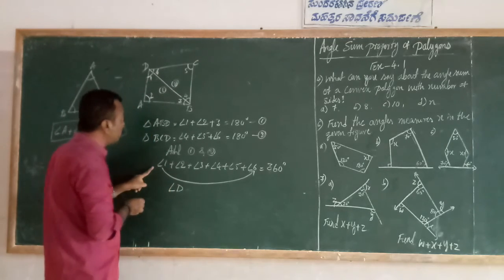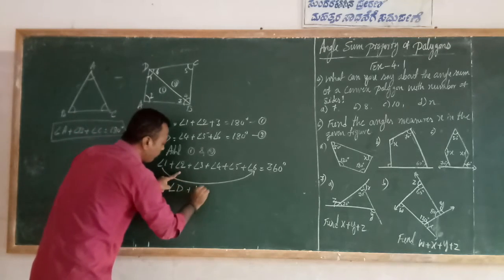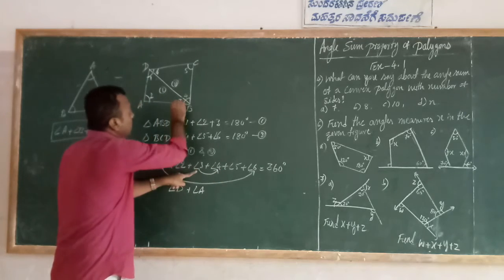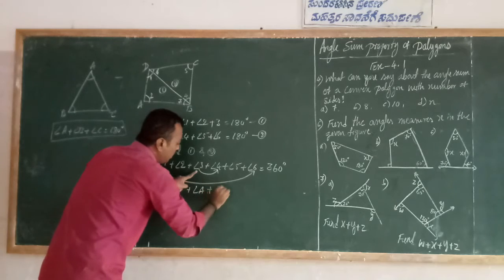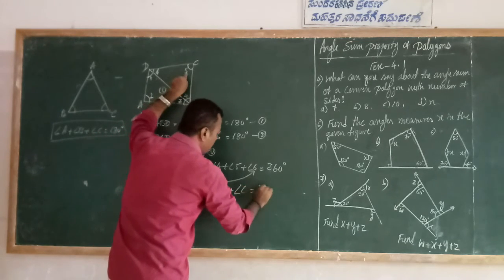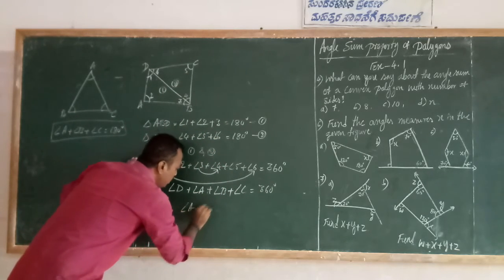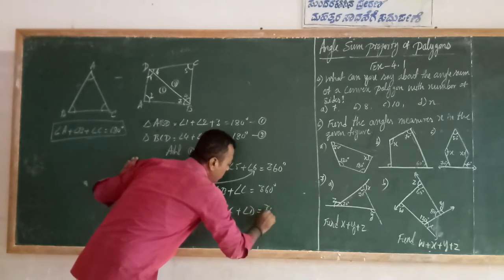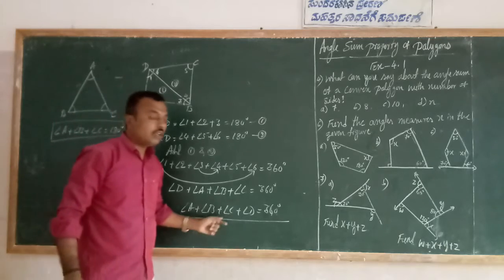Angle D. Next. Angle 2 as it is written, angle 2 is nothing but angle A. Angle 3 and angle 4, if you add these two angles, we can get the angle B. Plus angle 5 is nothing but angle C. It is equal to 360 degrees. Is it right? So I will write in order-wise: angle A plus angle B plus angle C plus angle D is equal to 360 degrees. This is the angle sum property of a quadrilateral.